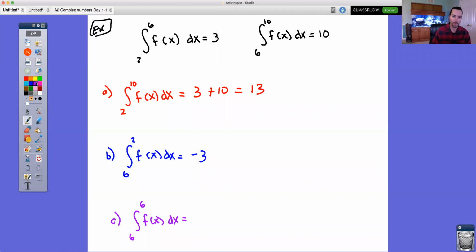And then the last one. Integrate f from 6 to 6. Well, no time has gone by. The answer will be 0. That is your 0 property. So I don't have to give you the functions. I don't have to tell you what they are. But if I tell you their answers to their integrals, you can apply the properties. Okay, one last thing.